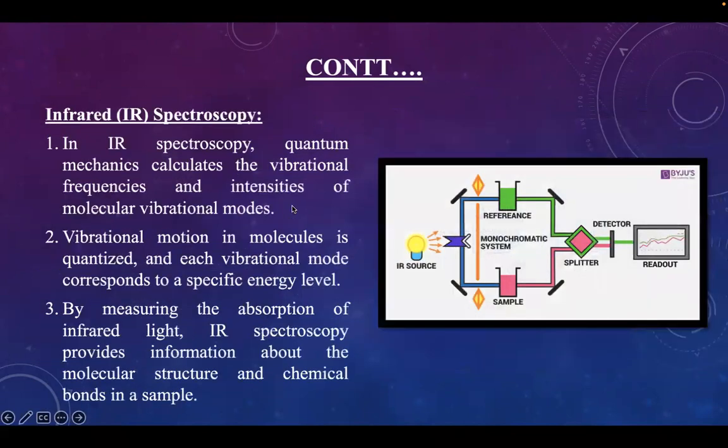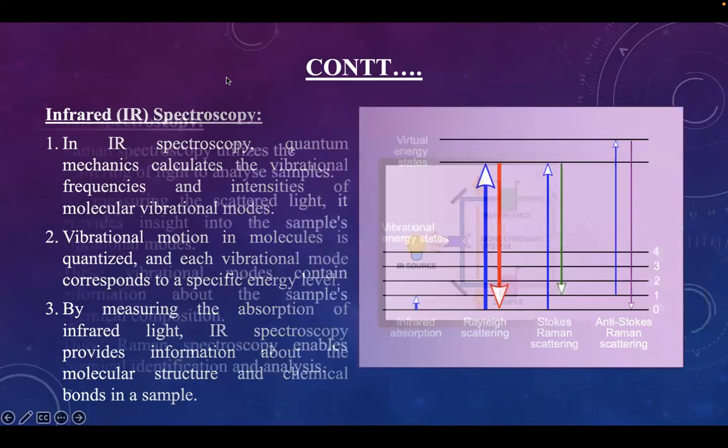Infrared spectroscopy, also known as IR spectroscopy. In IR spectroscopy, quantum mechanics calculates the vibrational frequency and intensities of molecular vibrational modes. Vibrational motion in a molecule is quantized, and each vibrational mode corresponds to a specific energy level. By measuring the absorption of infrared light, IR spectroscopy provides information about the molecular structure and chemical bonds in a sample. IR spectroscopy is shown in the figure.